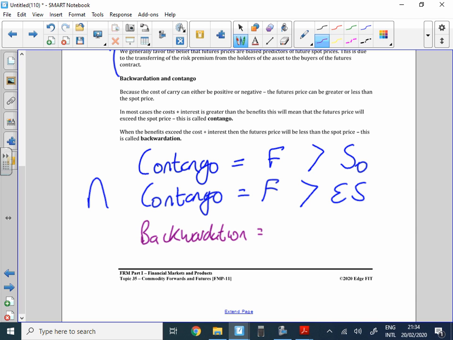Futures price is less than S0. You happy? Normal backwardation, and I'm not writing this out again. What happens over here, guys? The forward price is less than the spot price.